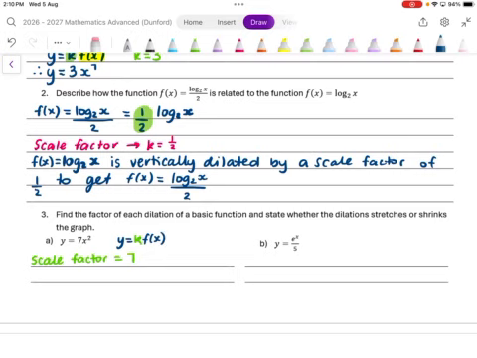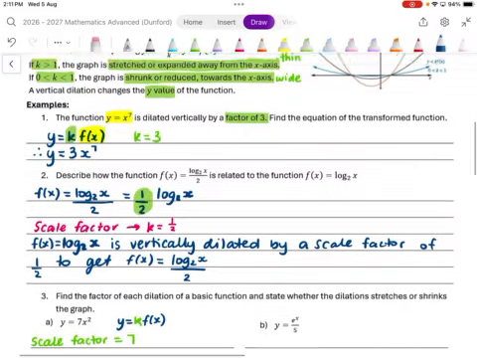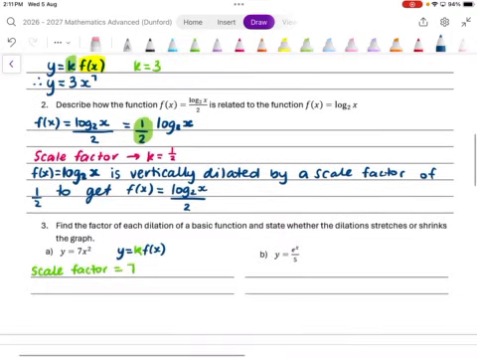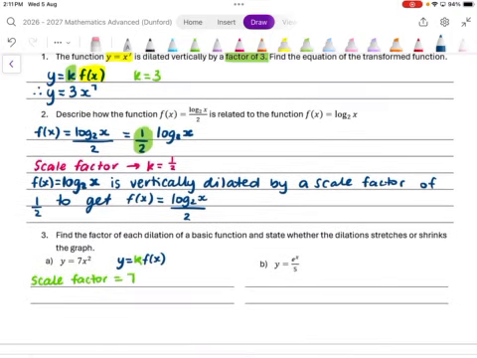We need to look at our terminology up above. If k is greater than 1, it is stretched. So we're going to have that it stretches. Therefore, as k is greater than 1, we have that it stretches the graph.